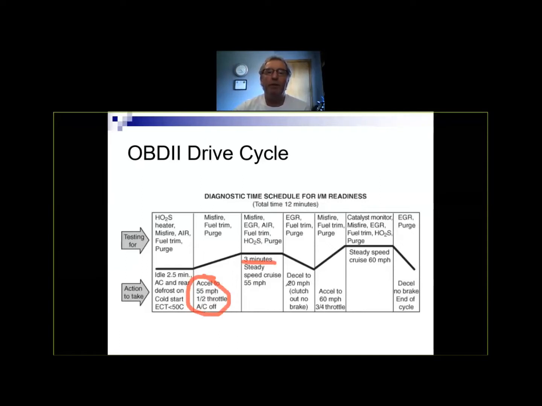then 3 minutes steady cruise, then decel, then accelerate again, cruise again, decel with no brake, and that's the end of the cycle. And theoretically, if you do that, it's going to take 12 minutes. And during that time, various monitors are going to complete. So here it's saying the catalyst monitor will have completed by the time you get to this point right here. Like I said, my results, mileage has varied on this sort of thing.